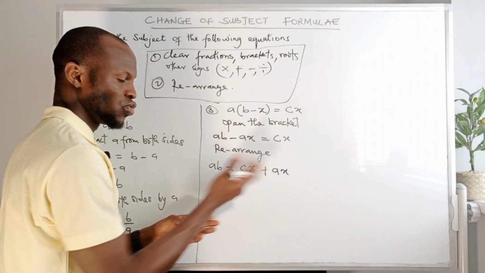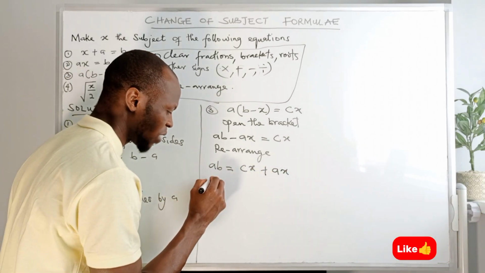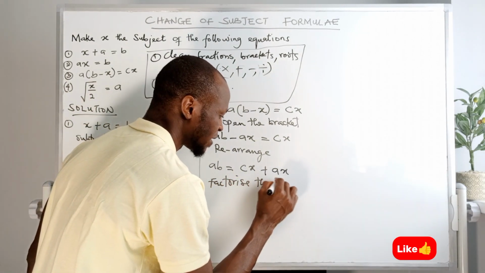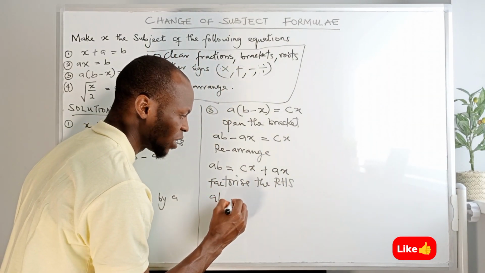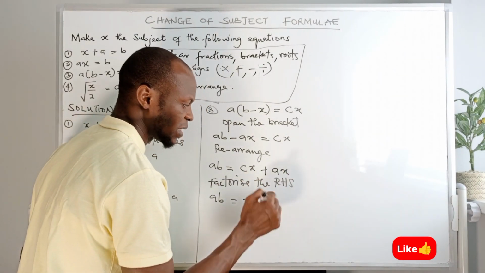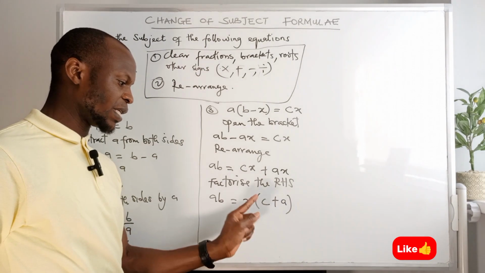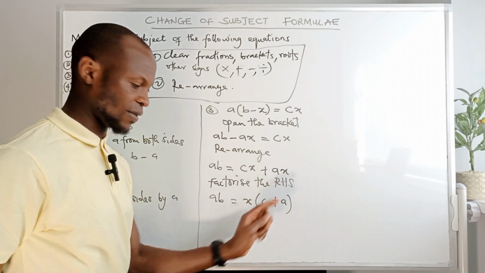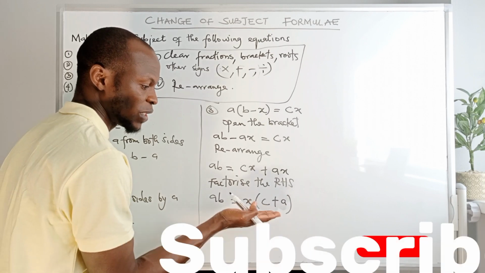Okay, now these two, I can factorize this side of the equation because both of them have x. So if I factorize the right hand side of the equation, I have my ab equals to x is common, so I bring x. If I remove x from this, what is left is c. If I remove x from this side, it becomes plus a. If I open the bracket, x multiplied by c will give me cx. x multiplied by plus a will give me ax. Okay? So now you see my x standing on its own as a multiplication factor to c plus a.